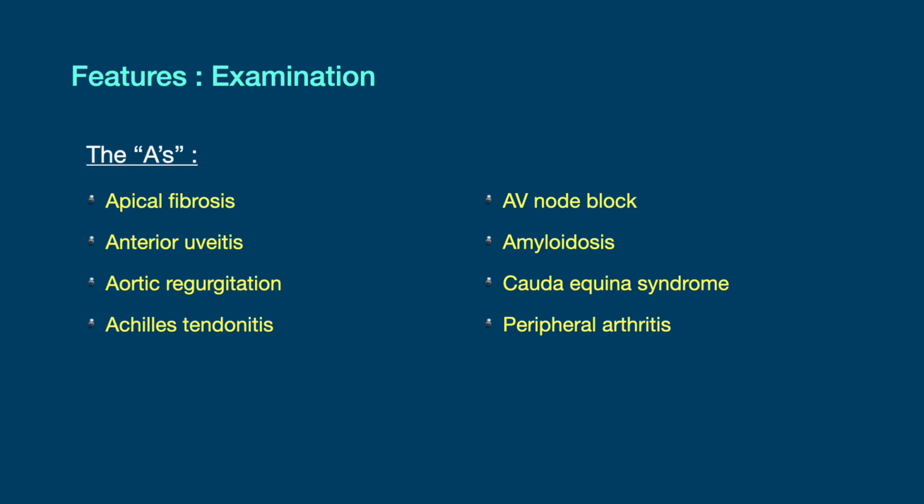Other associations to ankylosing spondylitis are Achilles tendonitis, AV node block, amyloidosis, and cauda equina syndrome, as well as peripheral arthritis, which is seen in 25% and is more common in females.